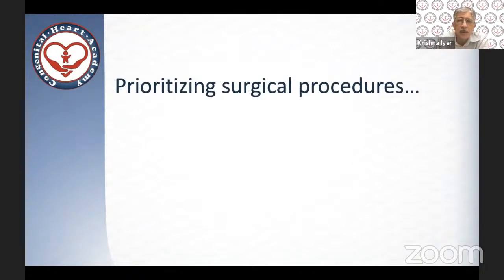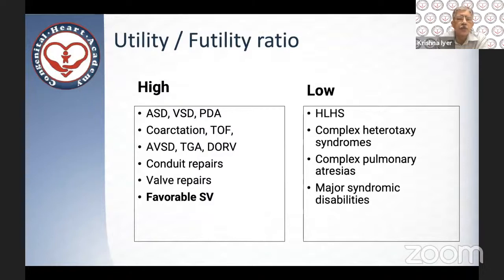But it's important that in LMICs, surgical procedures are prioritized because there's a large volume of patients and you can't really take care of all of them. And you have financial and other limitations in the program. And therefore, we look at what is known as the utility-futility ratio. Some operations are of extreme utility. Some operations are really futile.